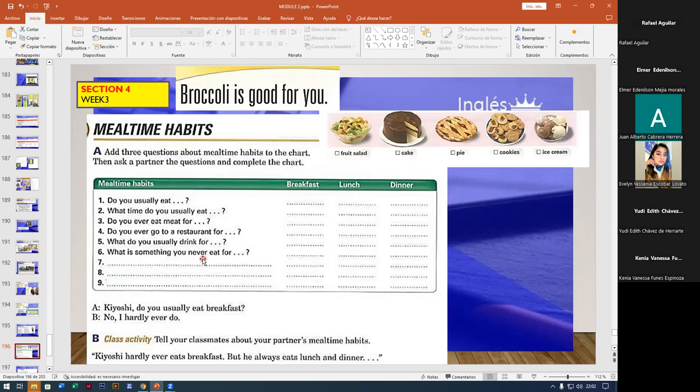Something you never eat. Que no me gusta. Algo que nunca come para la cena. Something you never eat for dinner. I never eat lasagna for dinner. That is correct.